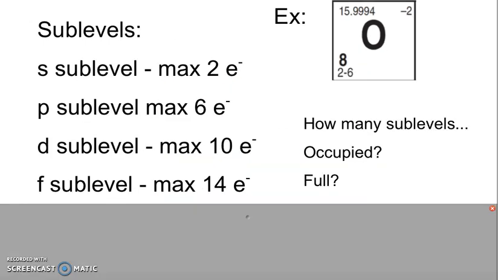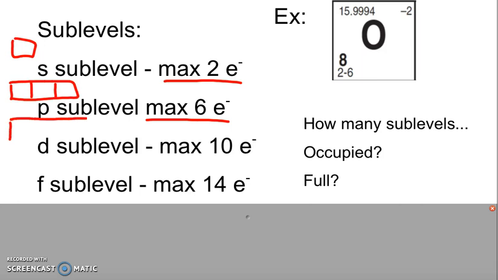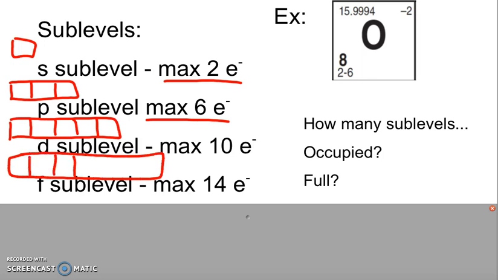For sublevels, the s sublevel can hold a maximum of 2 electrons. The p sublevel can hold a maximum of 6. Remember, the p sublevel has 3 boxes, the s sublevel has 1, the d sublevel has 5, and the f sublevel has 7. Each one of those boxes, each one of those orbitals, can hold 2 electrons. So the d can hold 10, and the f can hold 14.